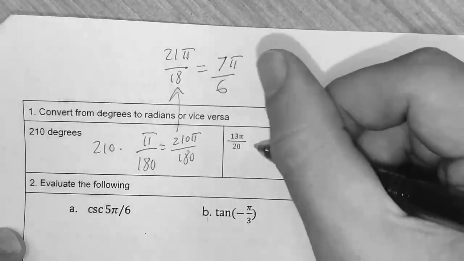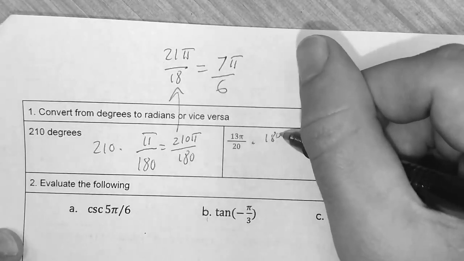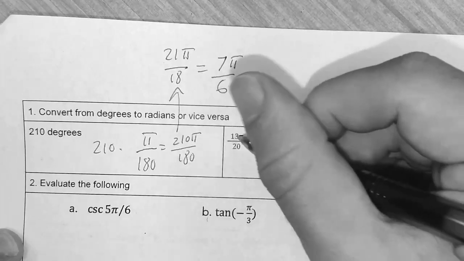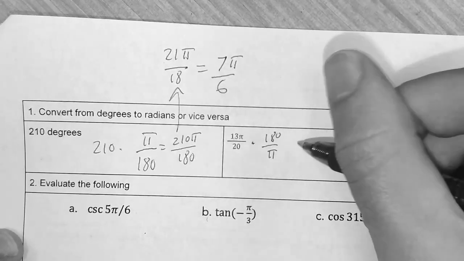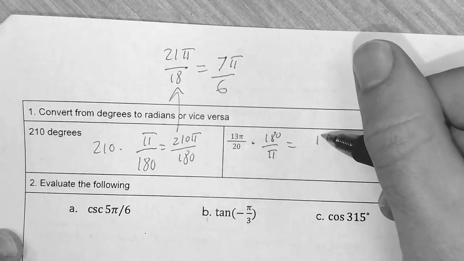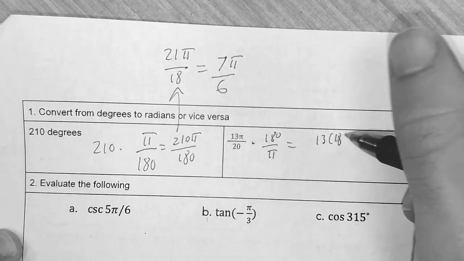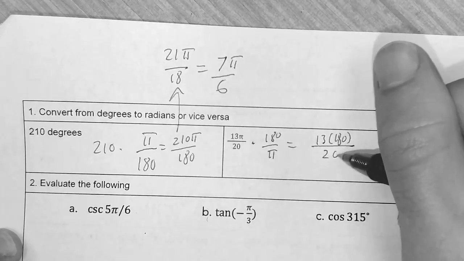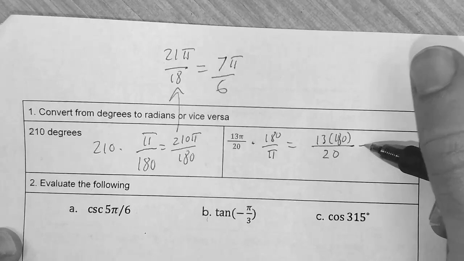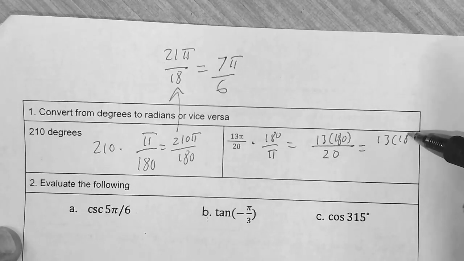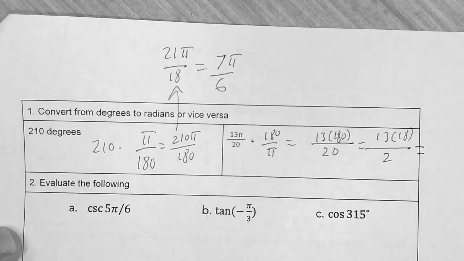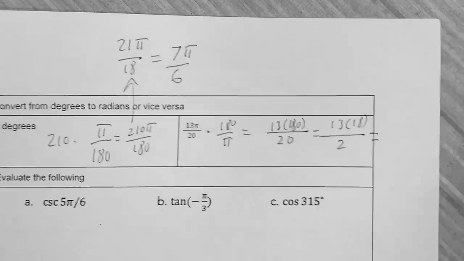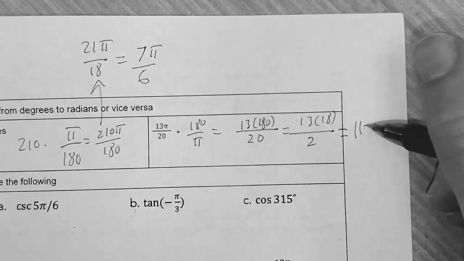For 13 pi over 20, we're going to multiply that by 180 over pi to get it to degrees. That makes sense because you want the pi's to cancel when you convert degrees. So we're going to get 13 times 180 over 20. Okay? It's the same as 13 times 18 over 2, which is the same as 117 degrees. So again, you get a 4-function calculator, so you can figure that out.